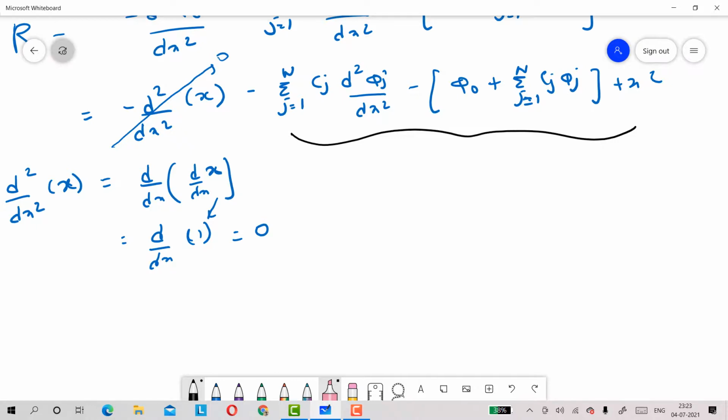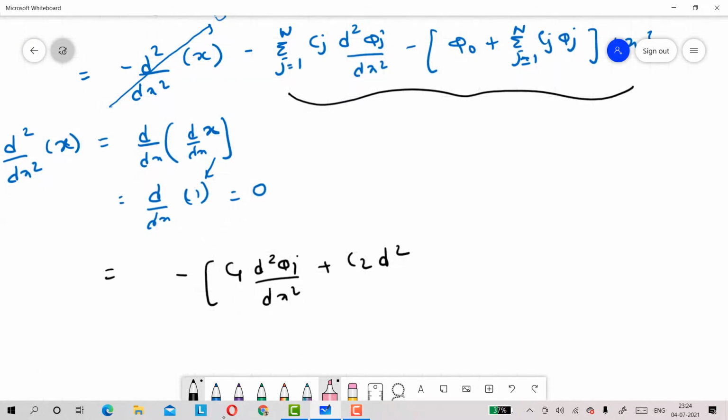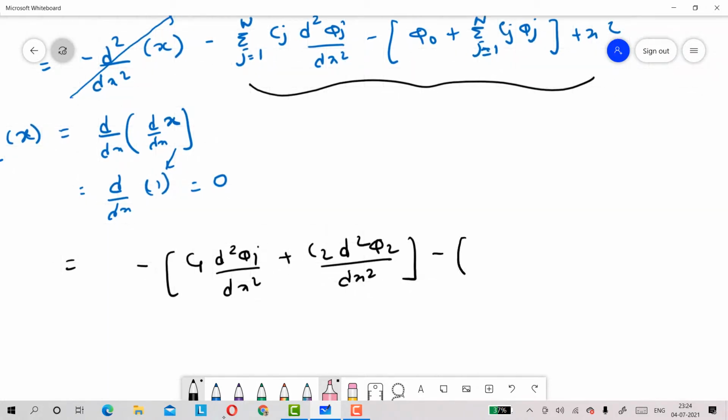This term will look like this: minus c1 d square phi 1 over dx square plus c2 d square phi 2 over dx square minus phi naught plus c1 phi 1 plus c2 phi 2 plus x square.